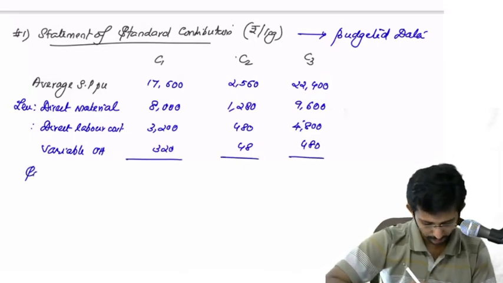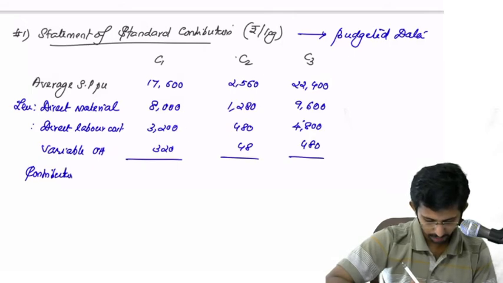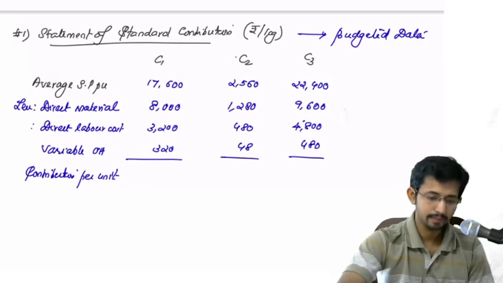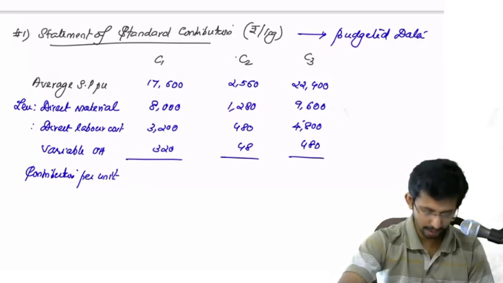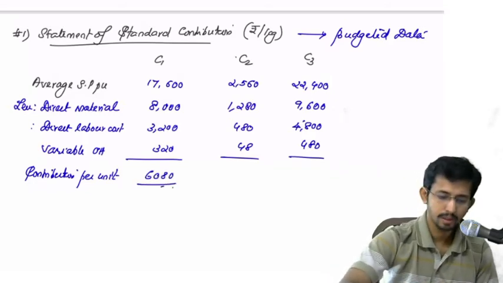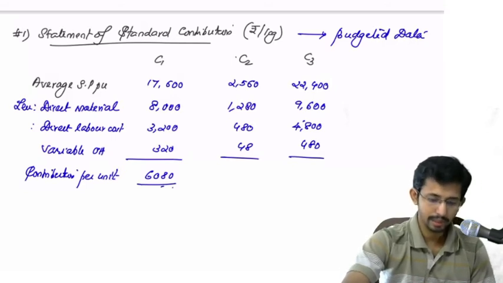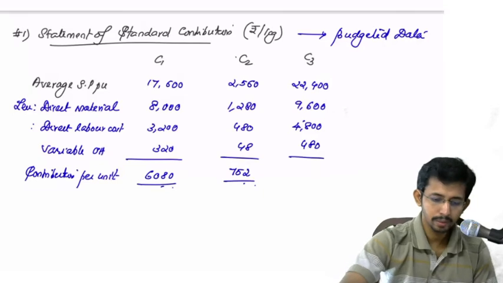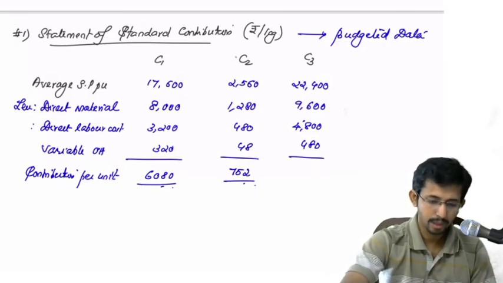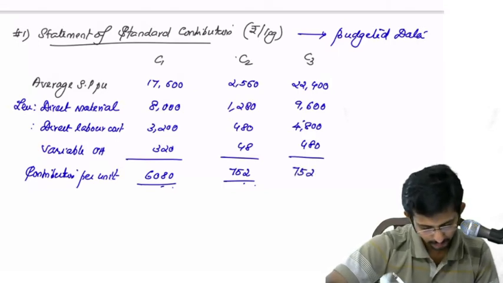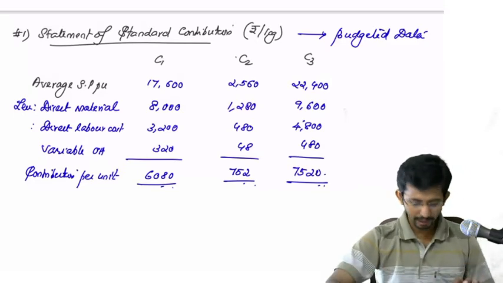Contribution per kg or contribution per unit? Contribution per unit. 17600 minus 8000 minus 3200 minus 320. That will give you 6080. 2560 minus 1280 minus 480 minus 48, 752. 22,400 minus 9,600 minus 4,800 minus 480. This comes to 7520. That is the contribution per unit.